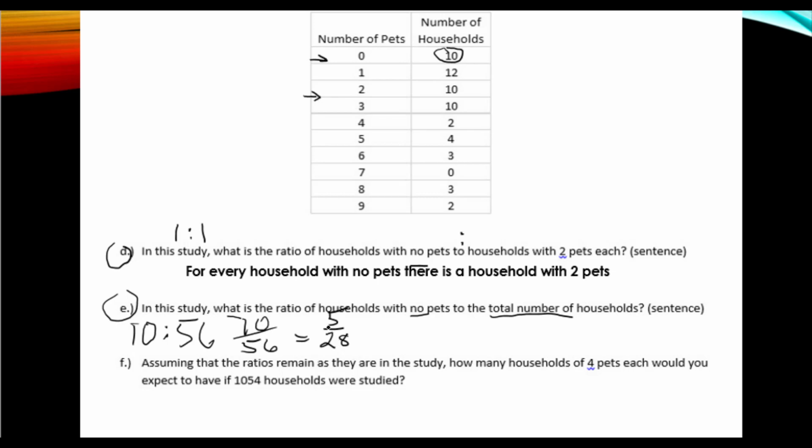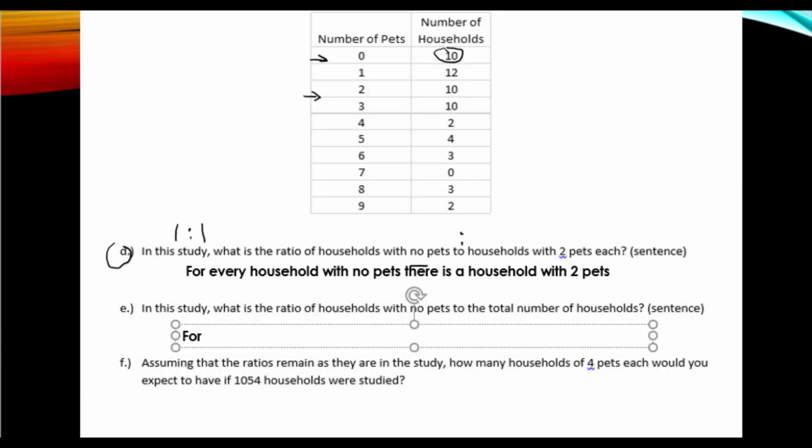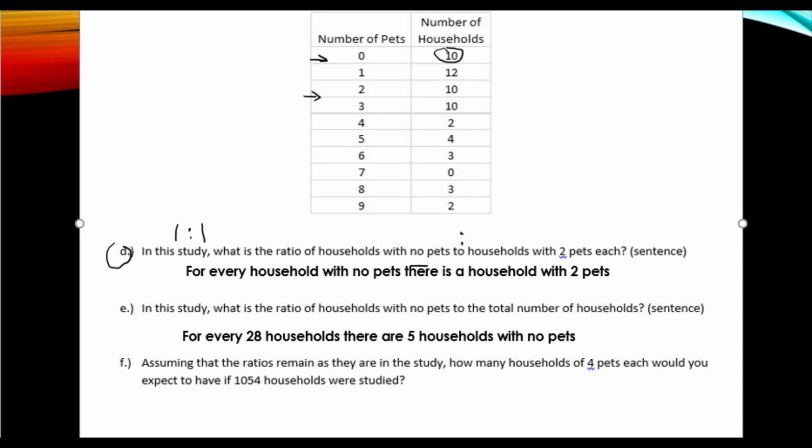This one's a little easier to work with, so we'll use that one in a sentence. So what sentence would you write using this as your ratio? Have you thought about it? How about: for every 28 households, there are 5 households with no pets? Or you could say for every 56 households, there are 10 households with no pets. So voila, that's one way of writing it.